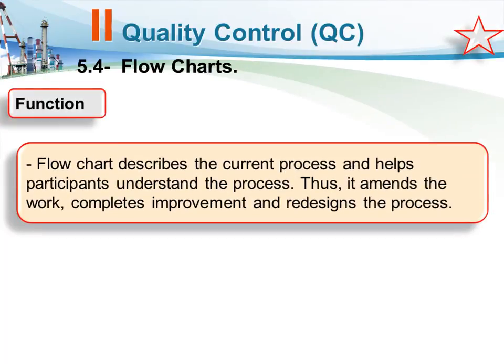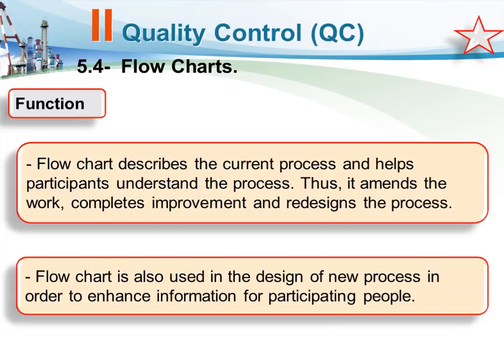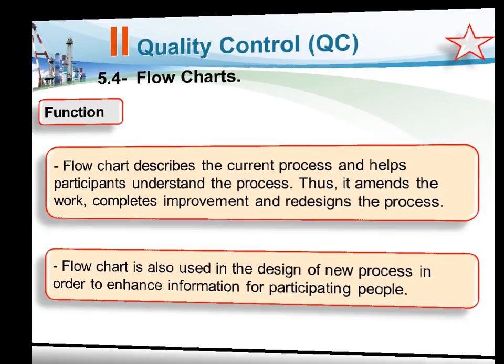The function of flowchart is to describe the current process and help participants understand the process. Thus, it amends the work, completes improvement, and redesigns the process. Flowchart is also used in the design of a new process in order to enhance information for participating people. Steps to create a flowchart.